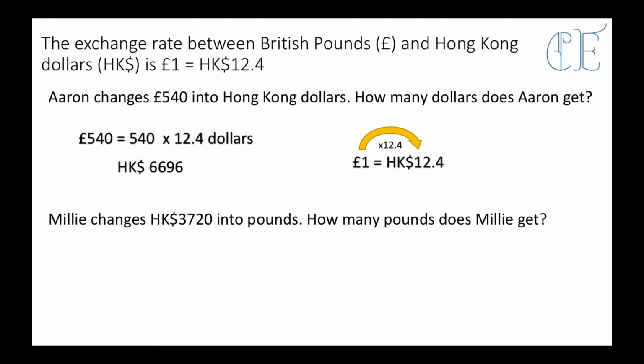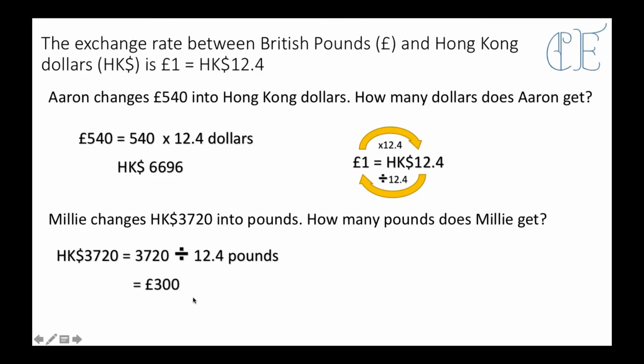Right. Millie changes $3,720 into pounds. So we're going backwards now. How many pounds does Millie get? Well, we're in the Hong Kong dollars. If we're in dollars, we're this side. And to go back to pounds, we must go the opposite way, which means we need to divide by the exchange rate. So we're going to take her $3,720 and divide it by 12.4, and that gives us £300.